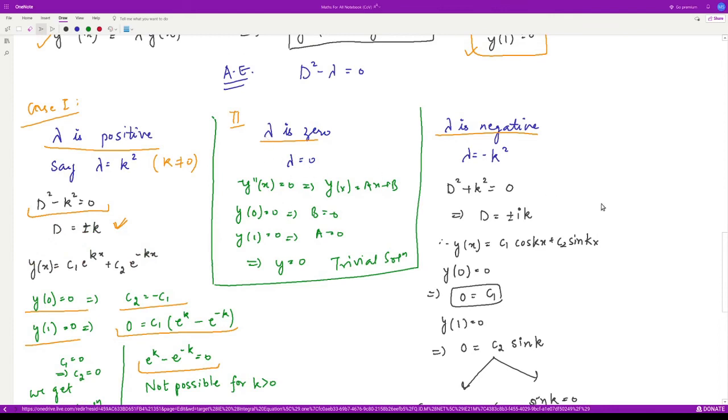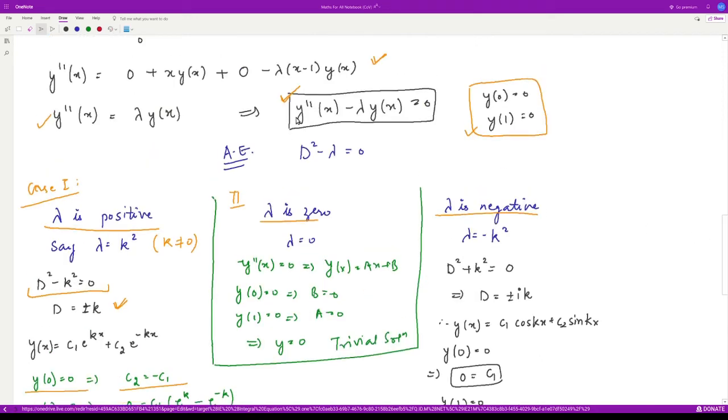In that case, when lambda is 0, our differential equation reduces to y double dash x is equal to 0. So integrating twice, we'll get something like this. When you substitute the boundary conditions, you will get a0 and b0 as well. So y is equal to 0 is the solution obtained in this case, which is the trivial solution and not required.